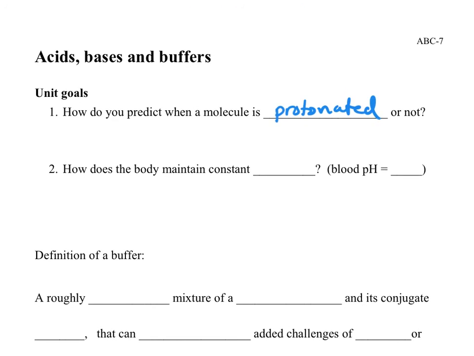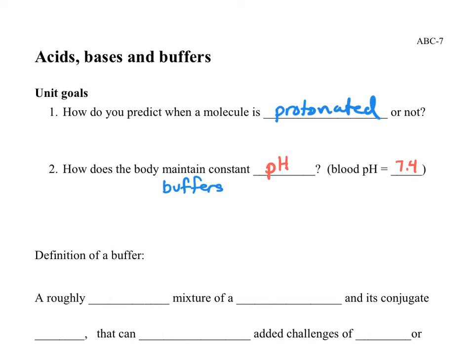The second big question we have in acids, bases, and buffers is, how does the body maintain a constant pH? Maybe you know what the blood pH typically is. It's about 7.4 in a healthy person. If you go much below 7.3 or above 7.5, you have real health problems. How does the body maintain a pH of 7.4 in the blood? The answer to that question is buffers. The body uses buffers to maintain a constant pH throughout, and particularly in the blood.